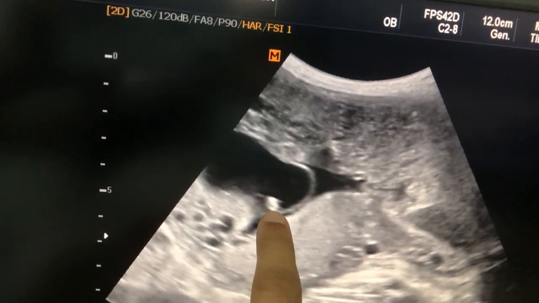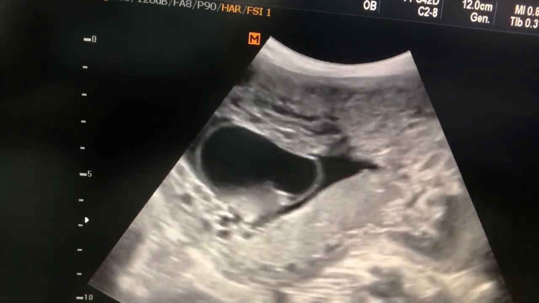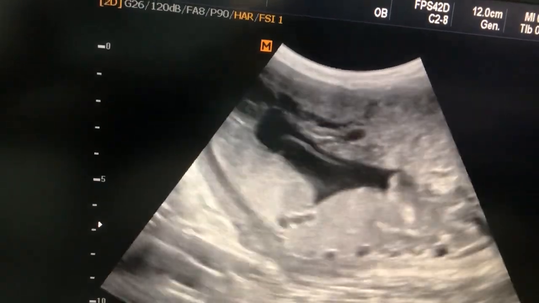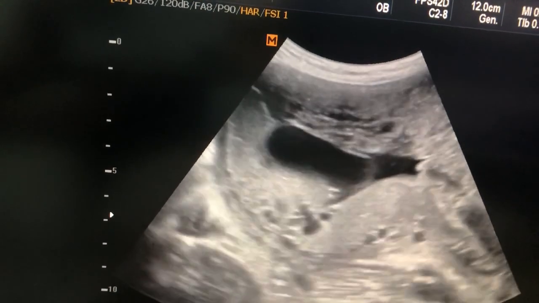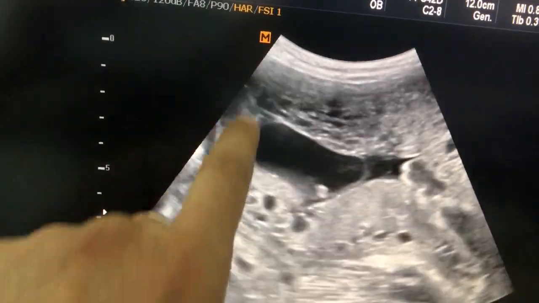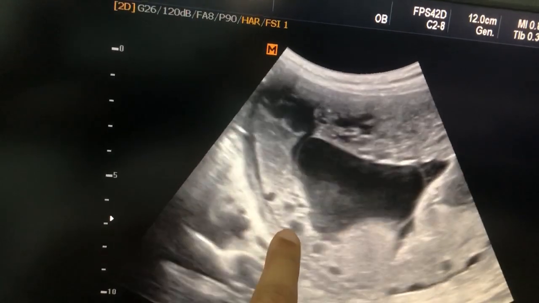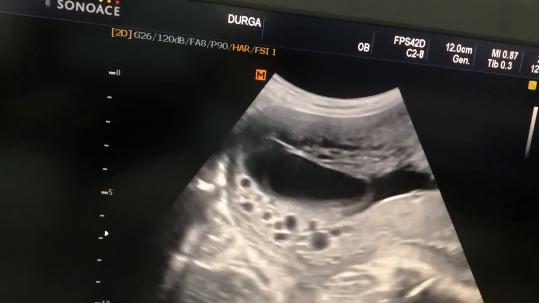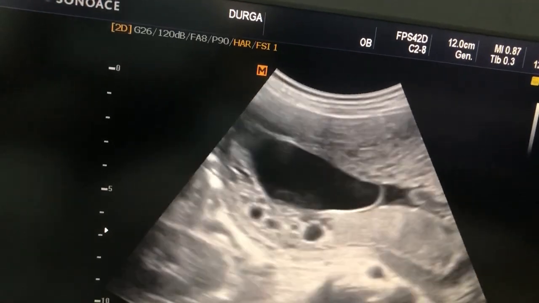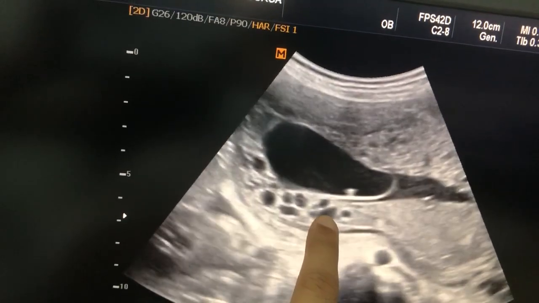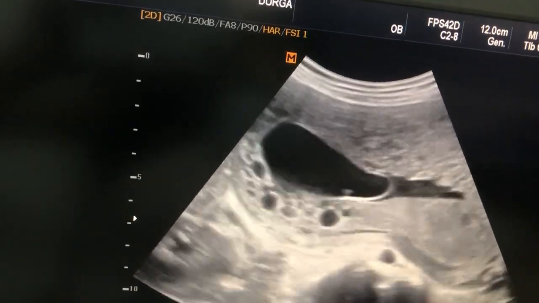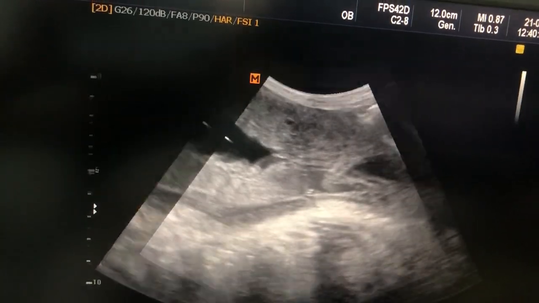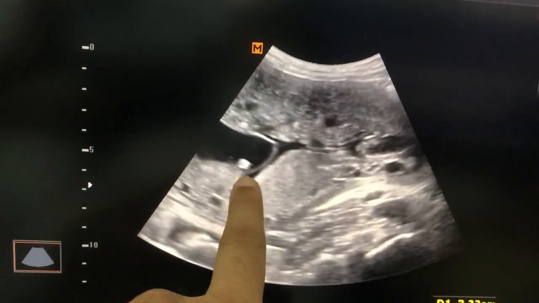Here there is a fetal node, and multiple cystic areas over here and here, especially more clearly seen in the posterior part. Here, and the size of the uterus is also quite big as compared to the fetal pole.